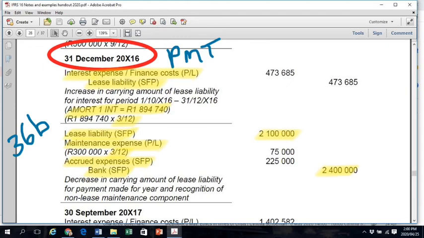If you look at the remainder of these examples, you would see that on the next year-end date and the next payment date, we follow the same process.